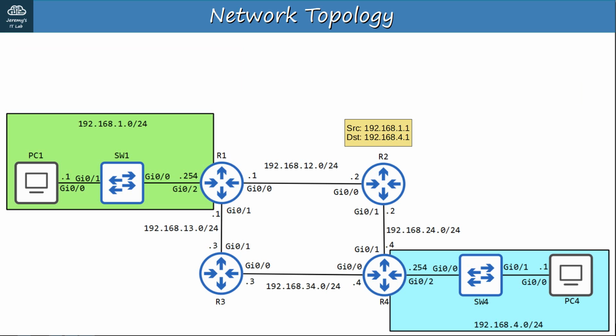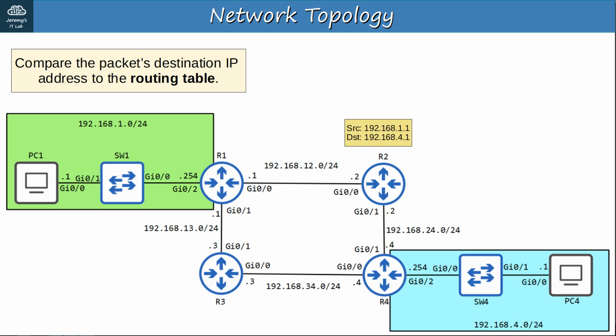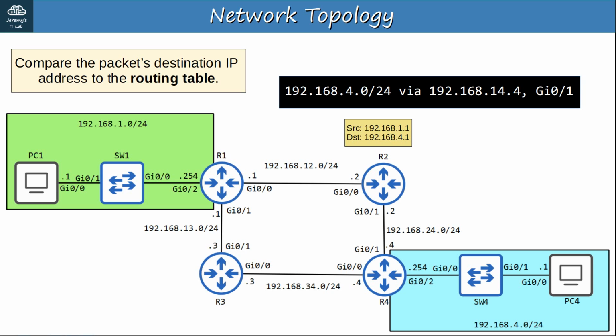So, now R2 has the packet, and it's R2's responsibility to forward the packet to the next device. It will follow the same process as R1. It will compare the packet's destination IP address to the routing table, and then, assuming it already has an entry in its routing table for the destination, it might look something like this. The destination is 192.168.4.0/24. The next hop address is 192.168.24.4, R4's IP address. And the exit interface is G0/1, which is connected to R4. After looking up the route in the routing table, R2 forwards the packet to R4.